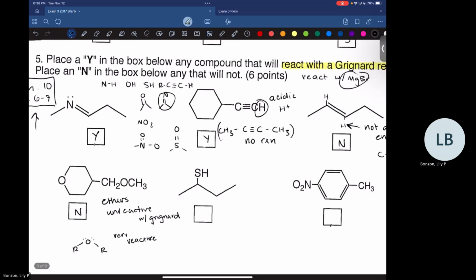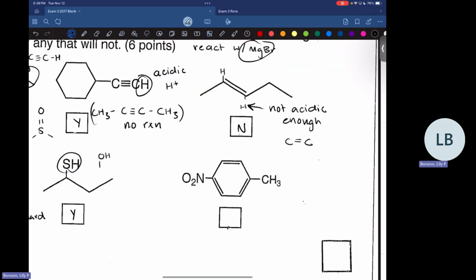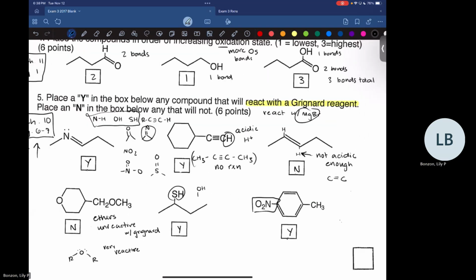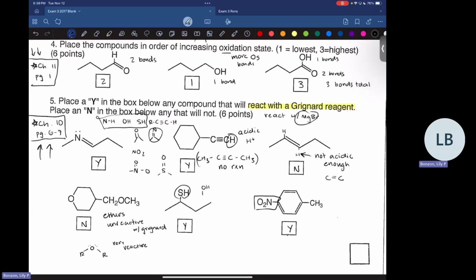So for the next one, we have an SH. So SH, remember, is pretty much like an OH. Again, it's also in the list that we have up here. So this one is going to be acidic and it will react with the Grignard base. For the last one, we have a nitro group, which again is one of our functional groups that will react with the Grignard base. So this one is also going to be a yes. Any questions on this one?